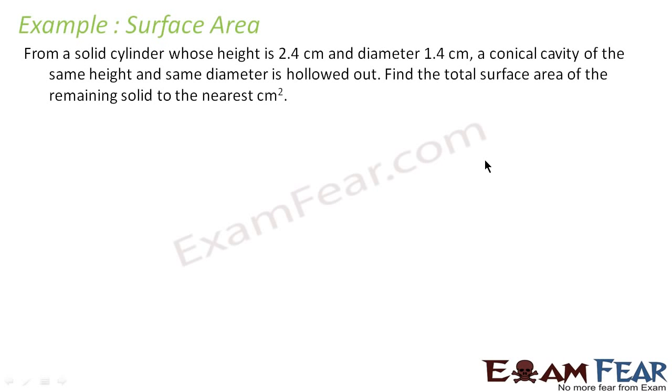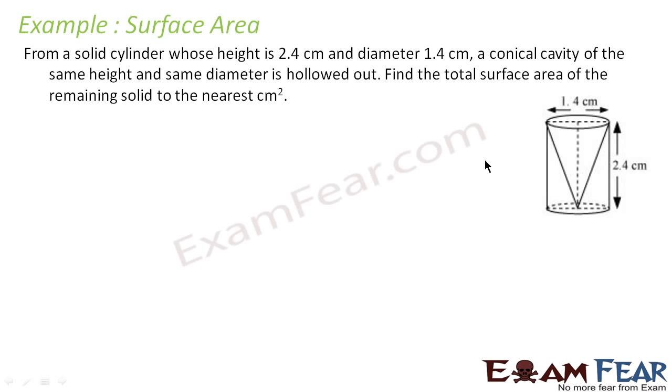The question says there is a solid cylinder whose height is 2.4 meter and diameter is 1.4 centimeter. A conical cavity of the same height and same diameter is hollowed out. We have to find the surface area of the remaining solid in centimeter square. This is the typical example.